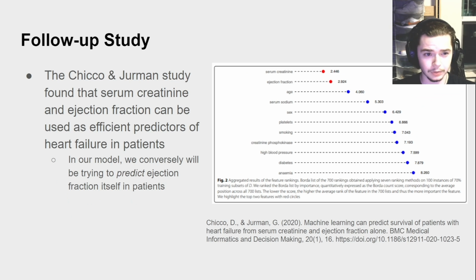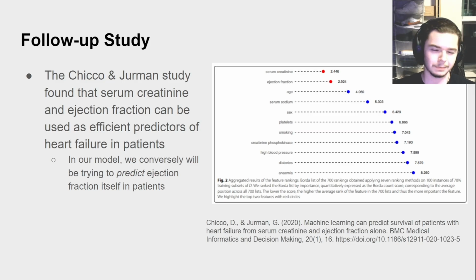To get into the follow-up study more, this study that used the same dataset found that serum creatinine and ejection fraction were the primary two predictors that could be used to find heart failure in patients. This was a prediction model where they mainly used these in a format of logistic regression, where, again, these two predictors were the main ones they found that could predict heart failure.